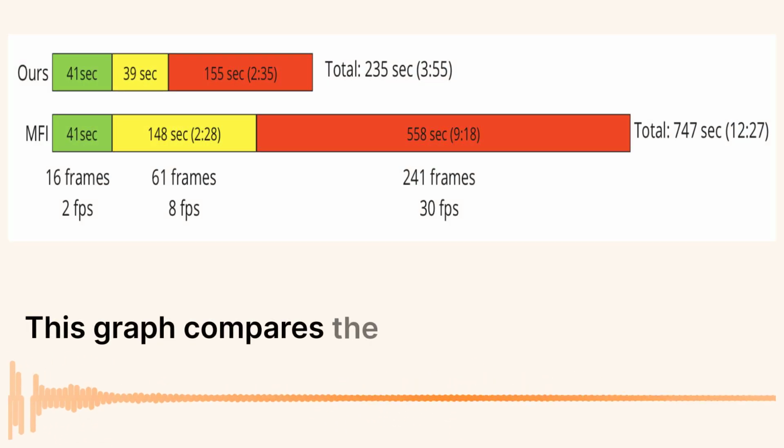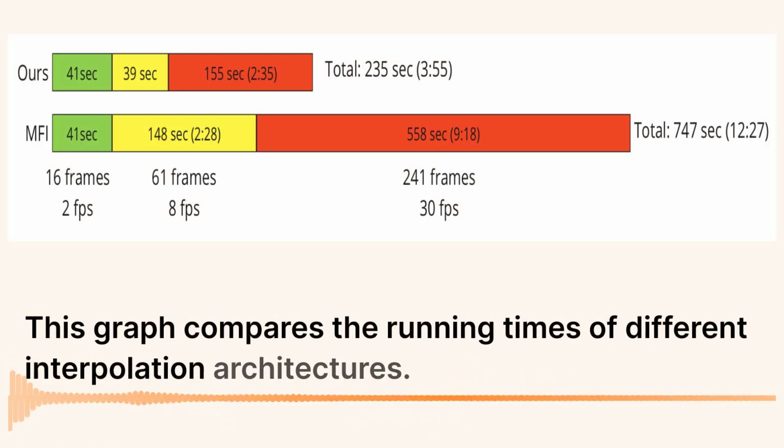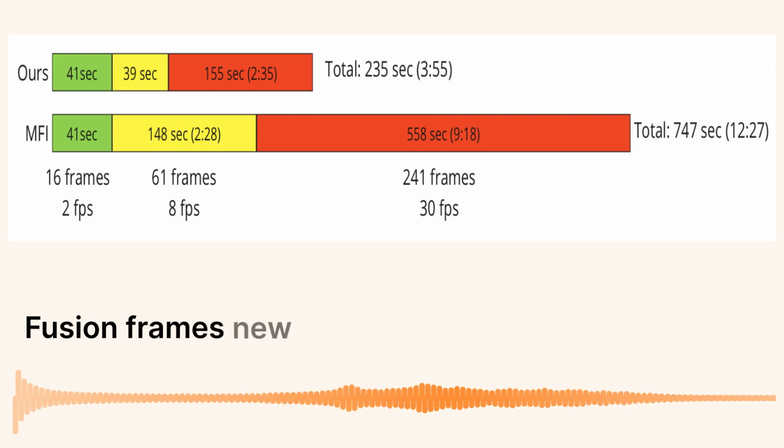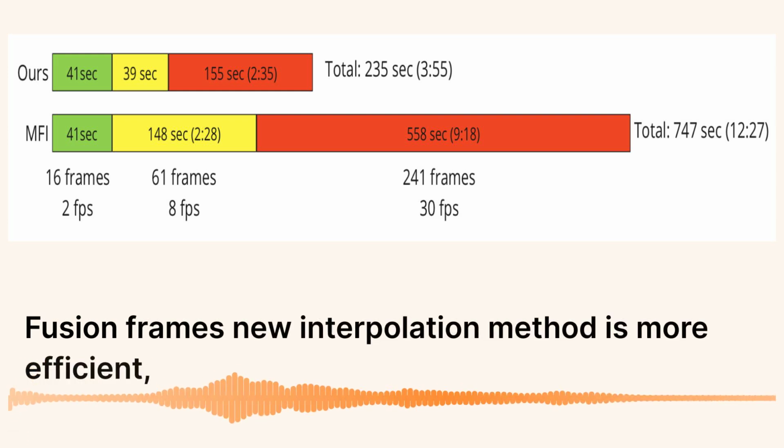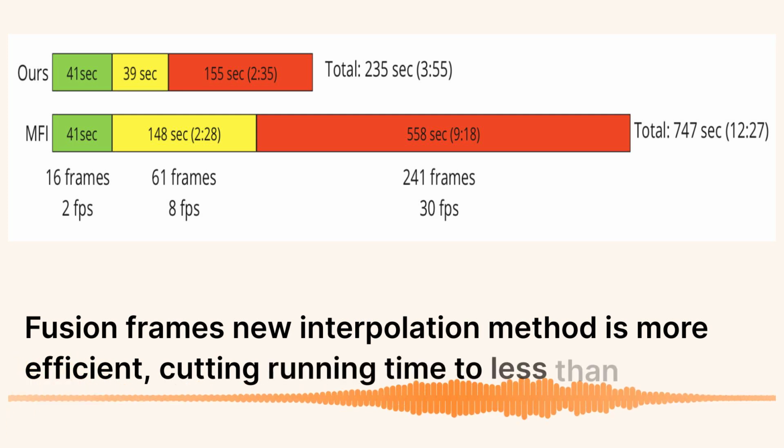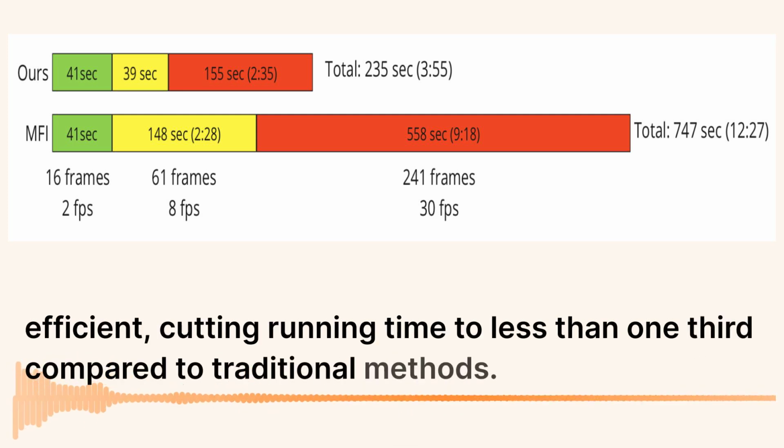This graph compares the running times of different interpolation architectures. FusionFrames' new interpolation method is more efficient, cutting running time to less than 1/3 compared to traditional methods.